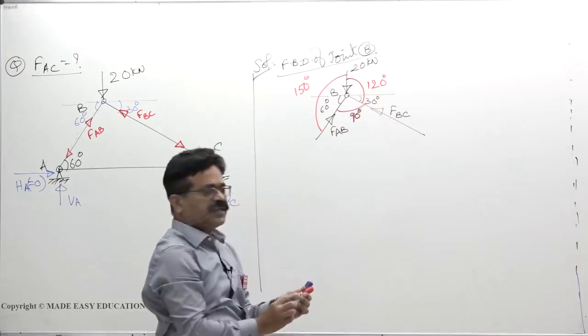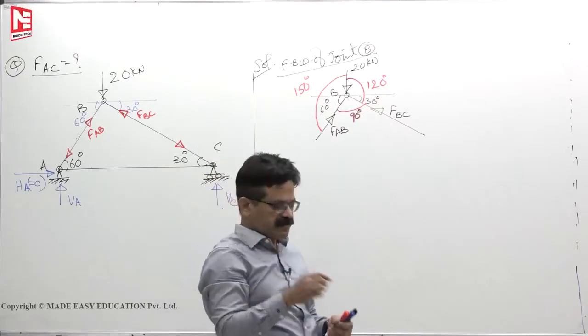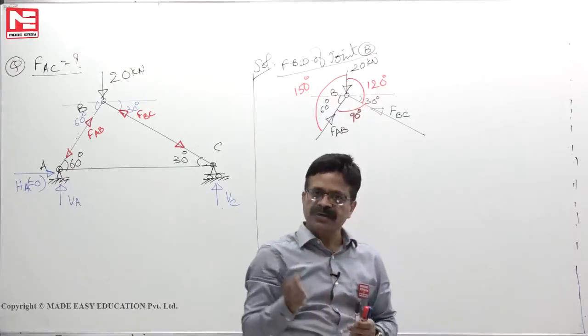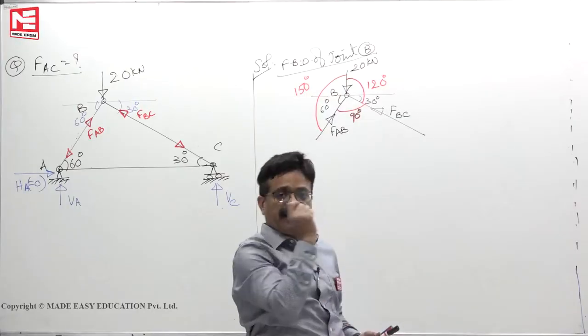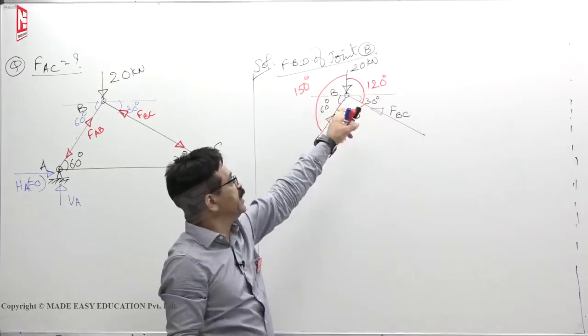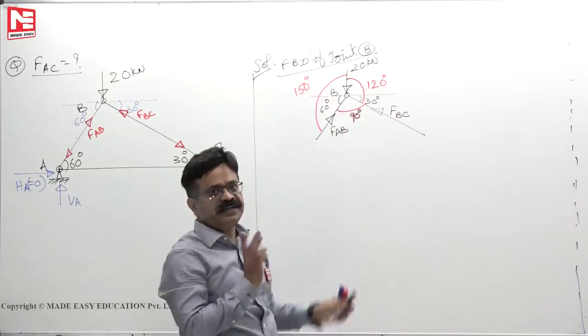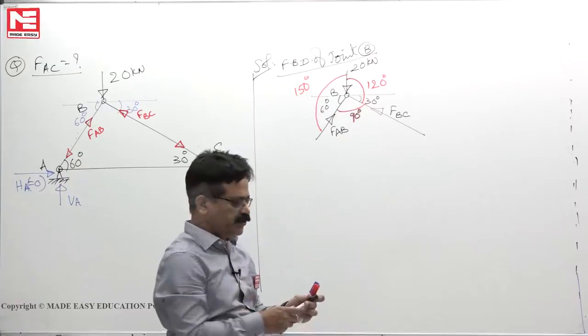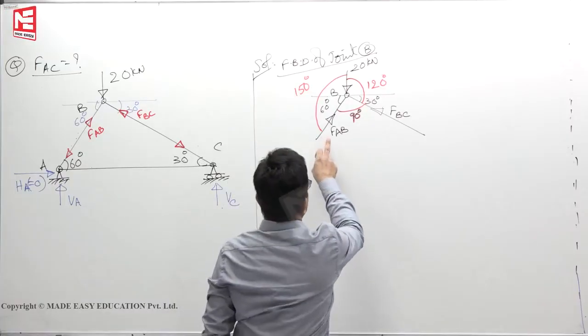Now, the sine rule we can use at a joint, or you can use it for three forces which are already in equilibrium and which are concurrent. Now, three forces are concurrent at point B and they are in equilibrium. Now, we can use the sine rule. What is the sine rule?